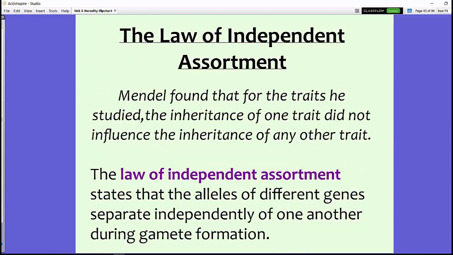Now the principle of independent assortment sounds very similar to the principle of segregation. There are very slight differences here. So Mendel, when he was doing his experiment, found that for the traits he studied, the inheritance of one trait did not influence the inheritance of any other trait. So this law, the principle of independent assortment, states that the alleles of different genes separate independently of one another during gamete formation. Now this means that a gene coded for, talking about Mendel's peas, purple flowers does not always go together with green pea pods. They are going to separate independently of each other. So purple flowers could sometimes have yellow pea pods or green. It doesn't matter, they are independent of each other.